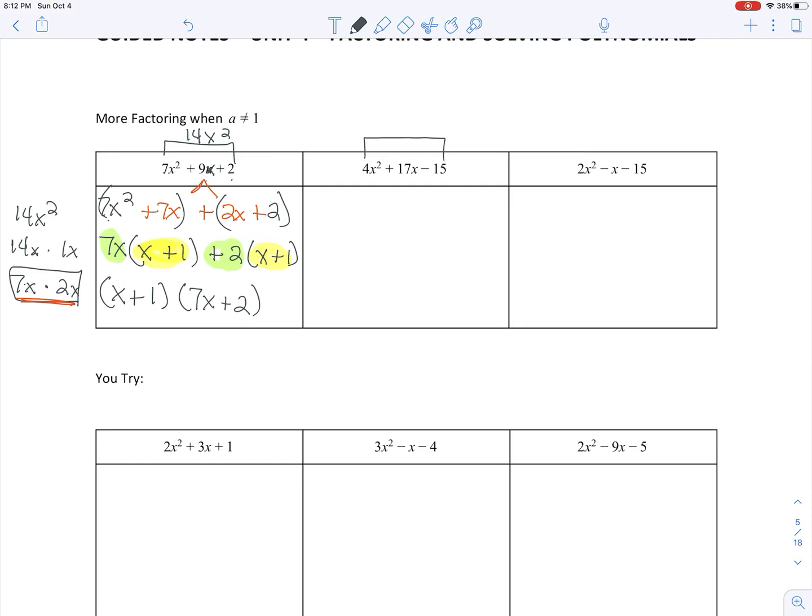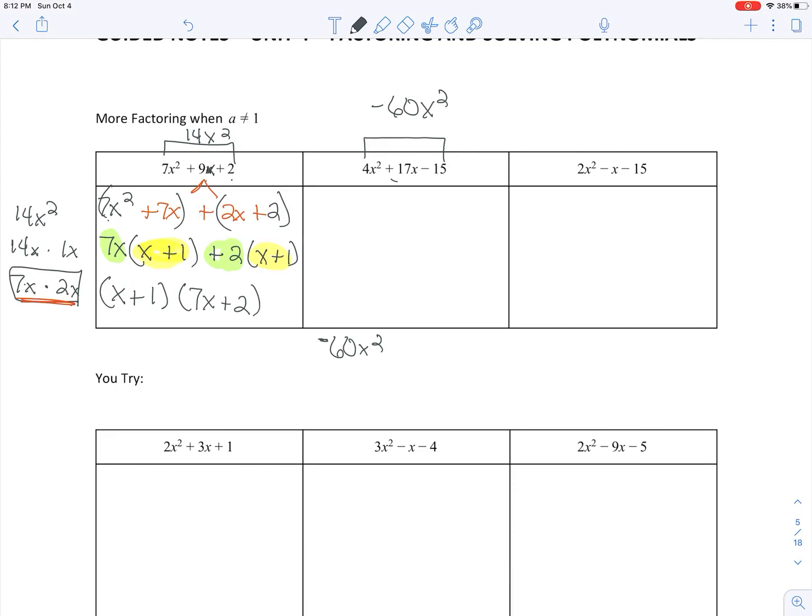Okay, we're going to do another one. We multiply the 4x squared and the negative 15 together, so that gives us negative 60x squared. Well, we had a similar problem like this earlier. So what can I multiply to get negative 60, but add to get 17? And I think we decided, what did we decide?